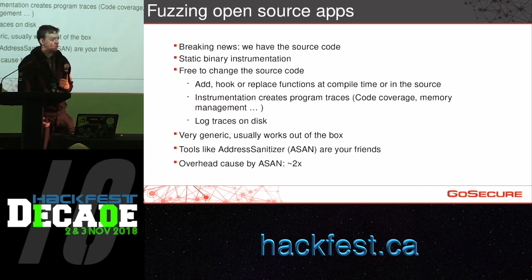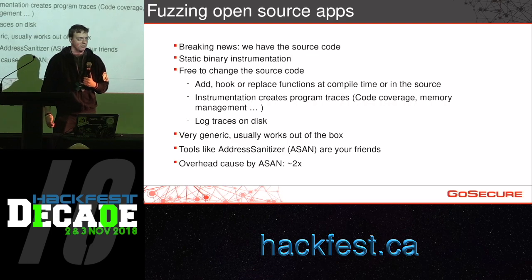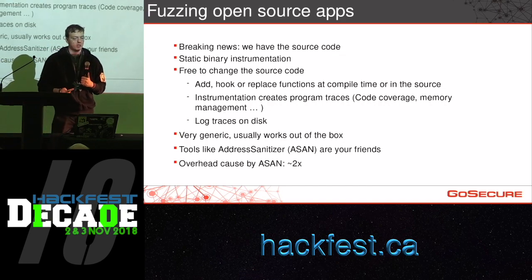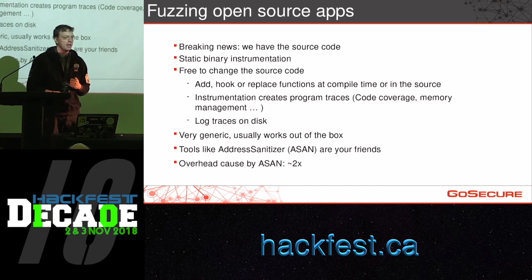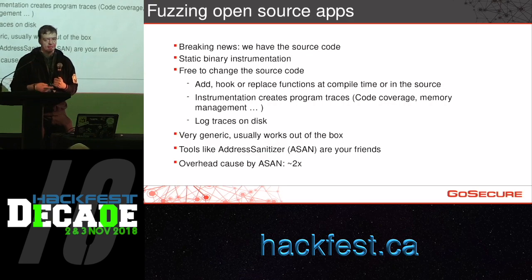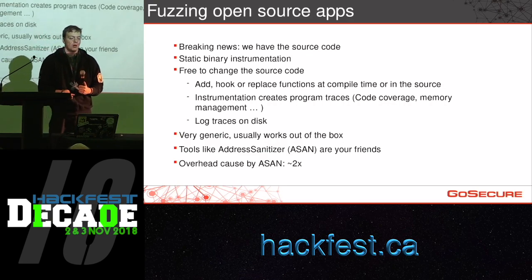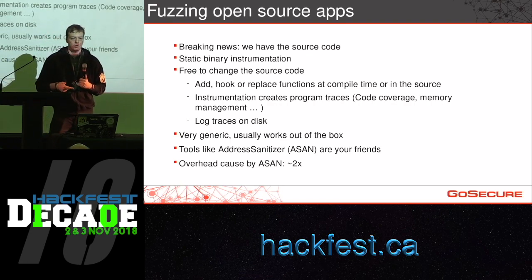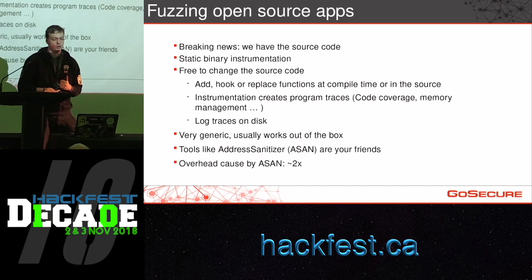For open source applications, we have very good news because obviously we do have the source code, right? So we are able to change the source code to our needs, so that the program behaves in a way that makes it easier for us to test it quickly. What we can do is make use of a concept called Dynamic Binary Instrumentation, and it basically works by adding, hooking, or replacing existing functions either at compile time or in the source code itself.